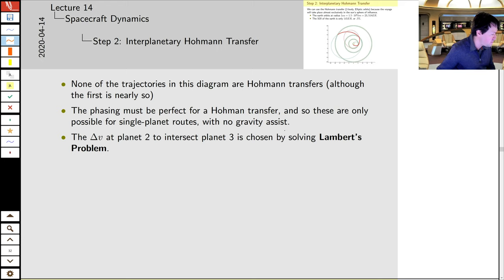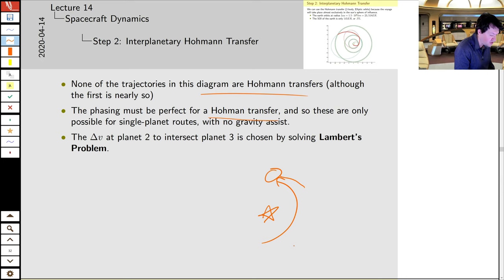And again, none of the transitions here are Hohmann transfers. This phasing is important. We'll talk about that in a second. Basically, you can only give one Hohmann transfer because the planets have to be lined up right. If you're going to Venus, for example, from the Earth, Venus has to be there when you get there. So you've got to time that transition right.